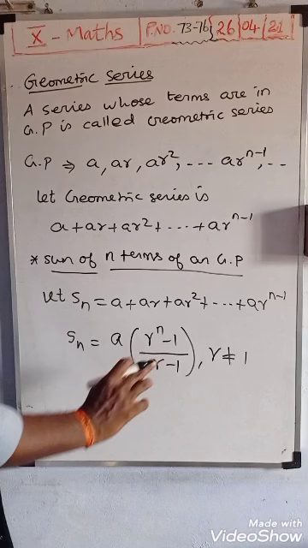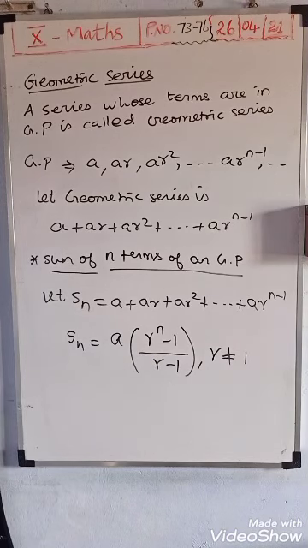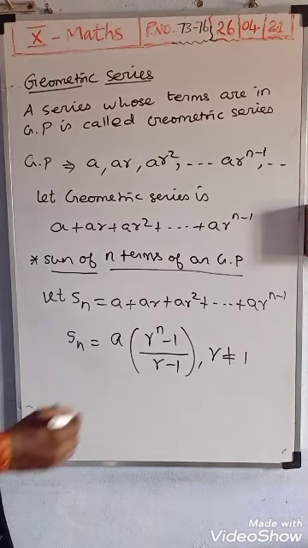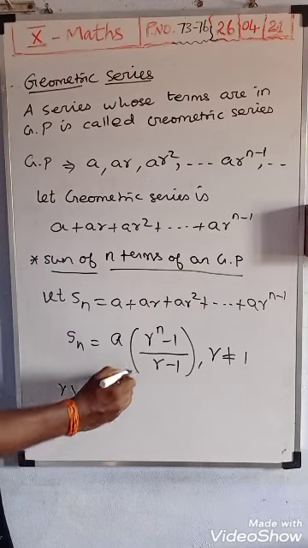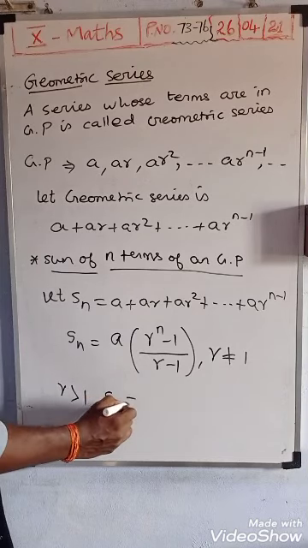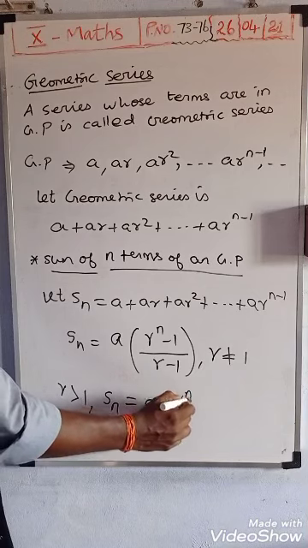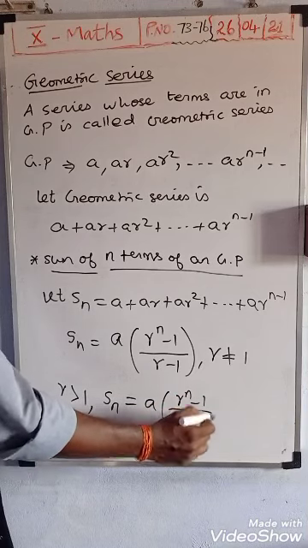Why? Suppose r is 1, then 1 minus 1 is 0. So the denominator becomes zero, we will get the answer infinity. So the infinity means we do not know. So here r is strictly not equal to 1. Suppose r is greater than 1, we can use this formula: Sn is equal to a into r to the power n minus 1 divided by r minus 1.